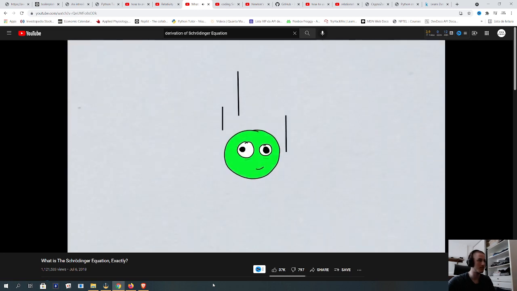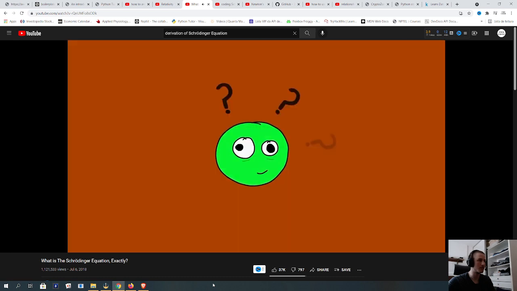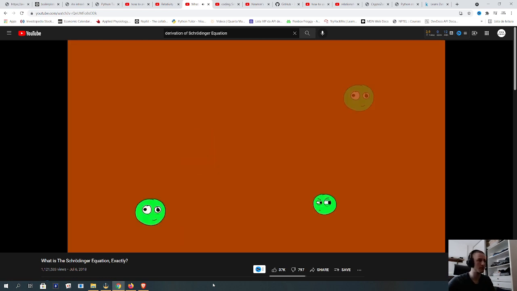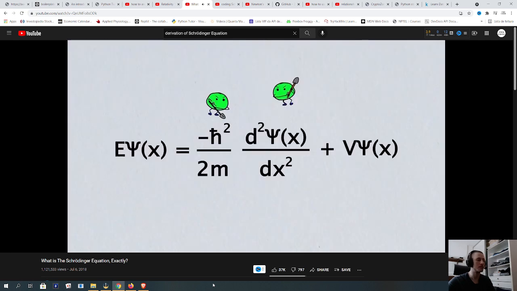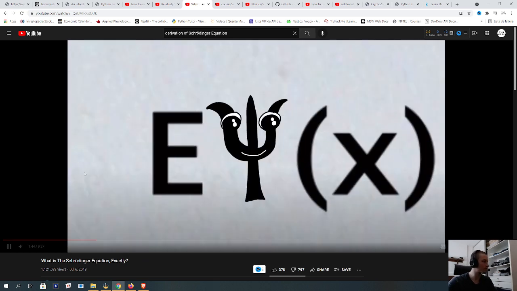So let's say we have a quantum system, an electron in a box. We want to know everything we can about this electron so we can make predictions. Where it might be, what energy level it might be at, these answers are all buried within the Schrodinger equation. So first, let's start with this guy, the pitchfork thing.